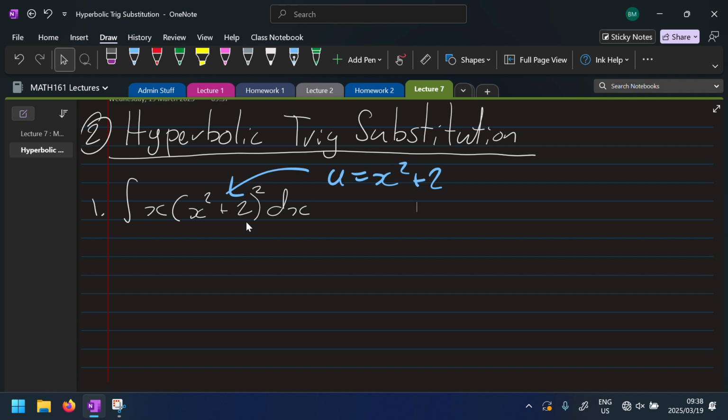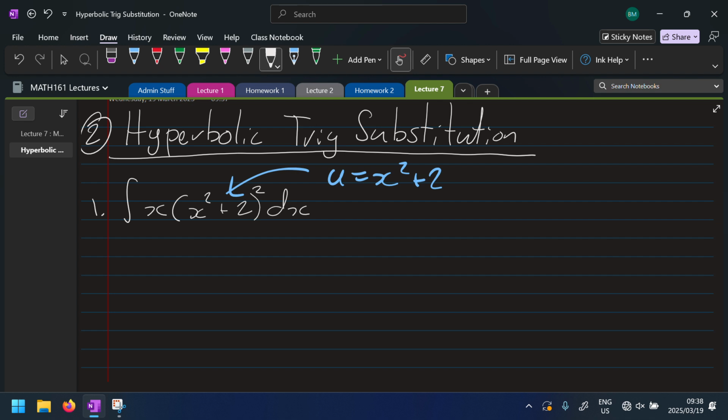Much easier. Okay, much easier to do it that way. However, for learning purposes, we're going to do it the long way with hyperbolic. But again, in the test and the exam, please make sure the first thing you check is u substitution.